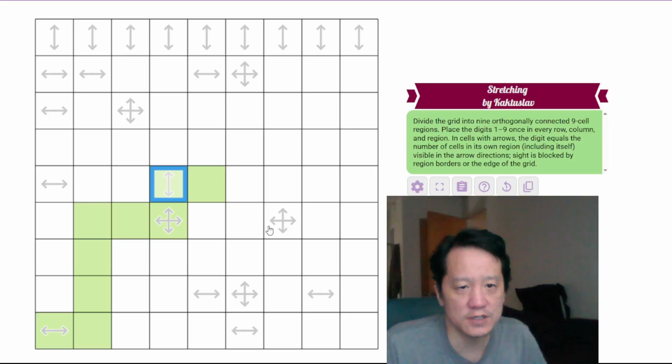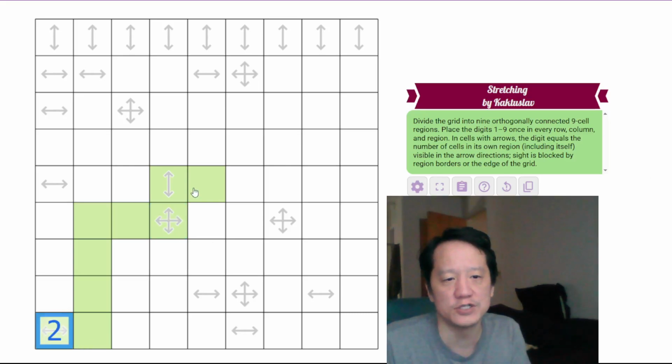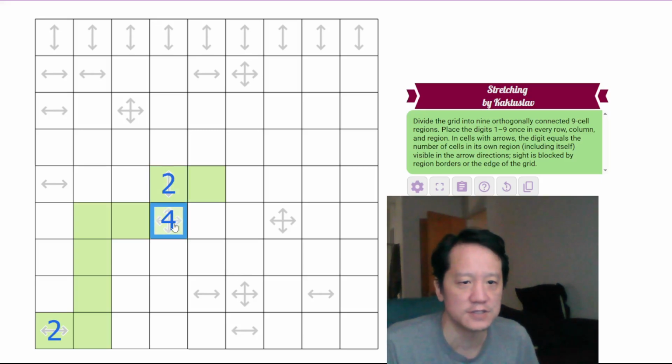So if this were to be, say this was a valid region, this would see 2 cells in its region, this would see 2 cells in its region, and this would see 4 cells in the region. So if this were the valid region, this would have to be 2, this would be 2, and that would be 4, because it sees this cell and these cells.